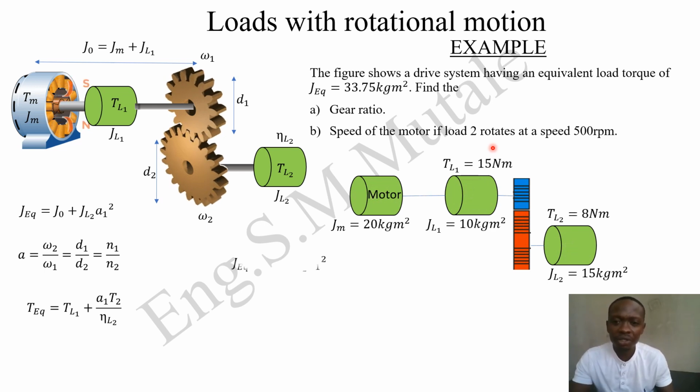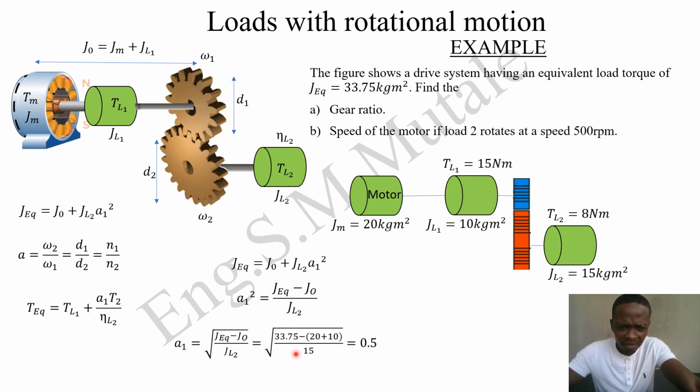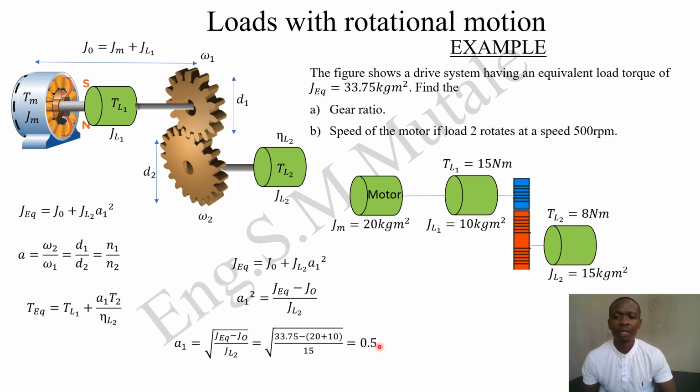For us to find the gear ratio, we can get it from here because we have the equivalent moment of inertia, which is this one here. The initial moment of inertia can be calculated by adding those two. The moment of inertia for the second load has been given there. Then we can just make A the subject. Making A squared the subject, we have that. When you square root that, you're going to have A. When you substitute the given parameters there, you're going to have 0.5 as the gear ratio. So the gear ratio is 0.5.